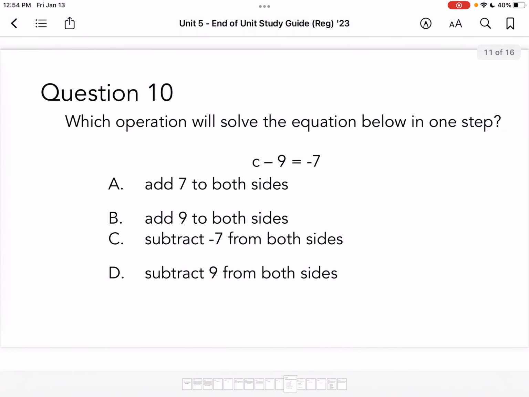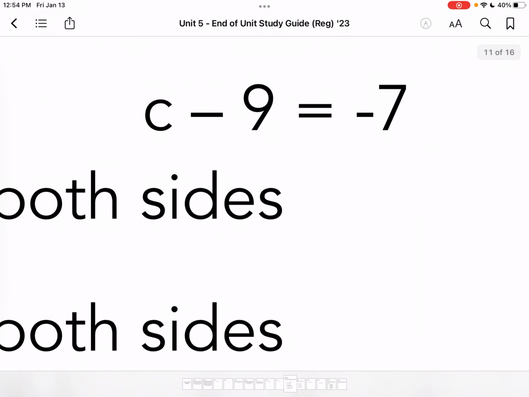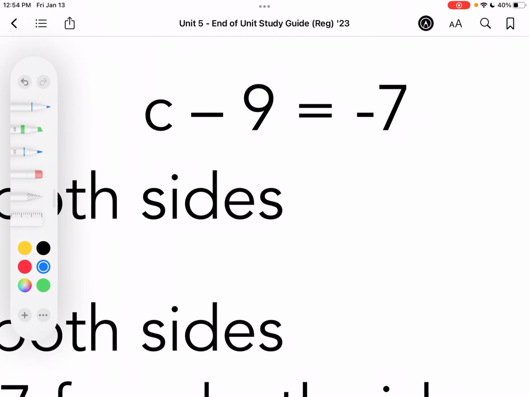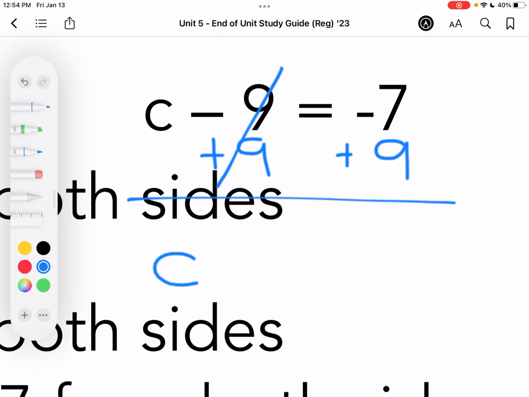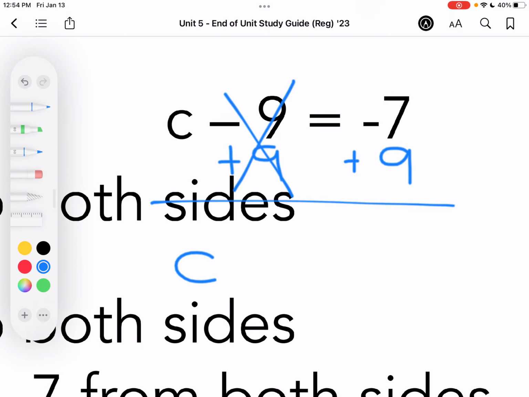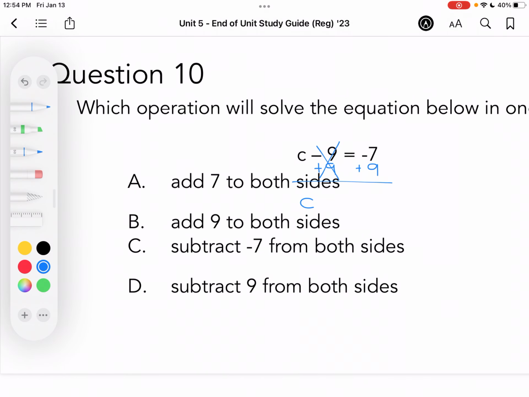Which operation will solve the equation below in one step? Well, I know that if I want to undo the operation that's being done right now, I'm going to add 9 to each side. So that C is by itself because I want to create that 0 pair. So I'm going to add 9 to both sides.